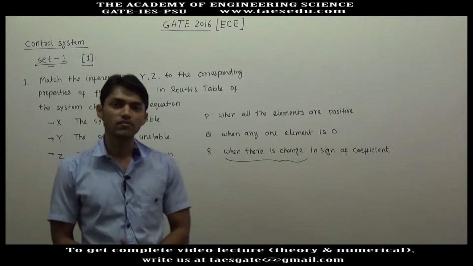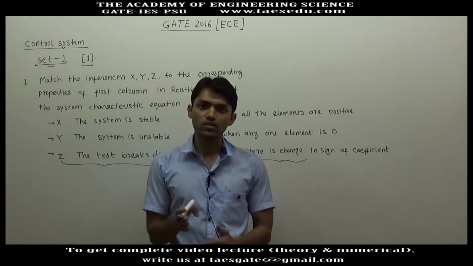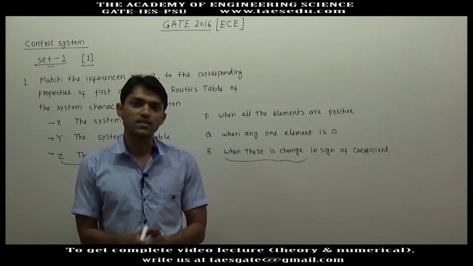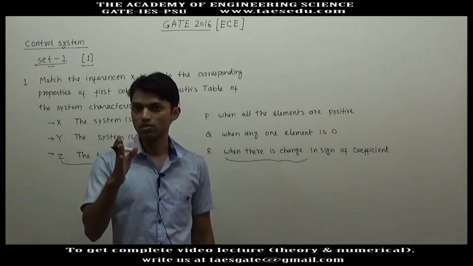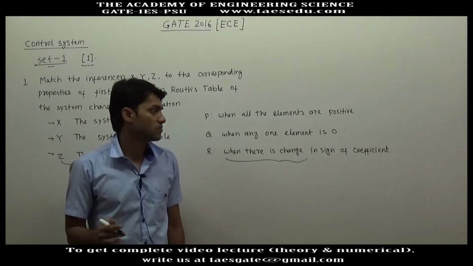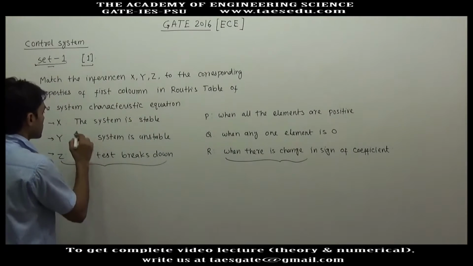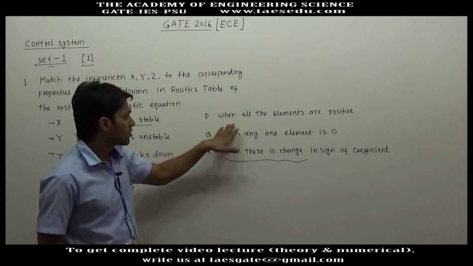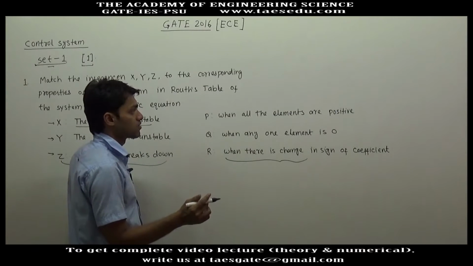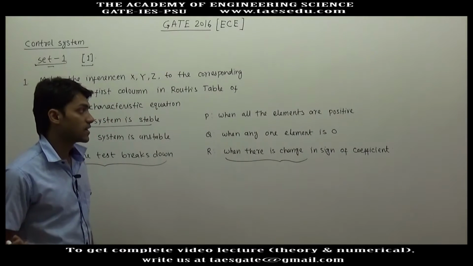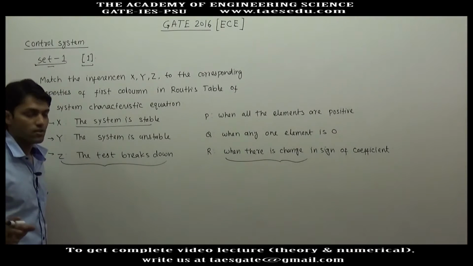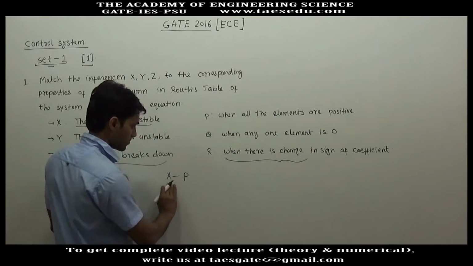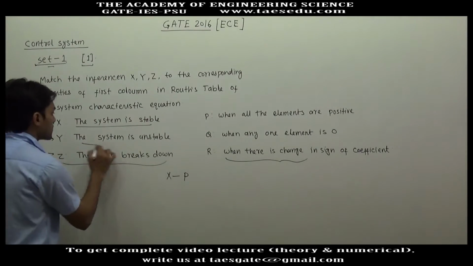So in the Routh-Hurwitz table, we know that if in the first column all the coefficients are positive, or if all the coefficients are negative, or we can say that if there is no change in sign in the first column of the Routh-Hurwitz table, the system will be stable. So the first statement is the system is stable. So in the second set, if all the elements are positive or if all the elements are negative, then there will be no change in sign of the first column. So x will be matched with p. The system is unstable.